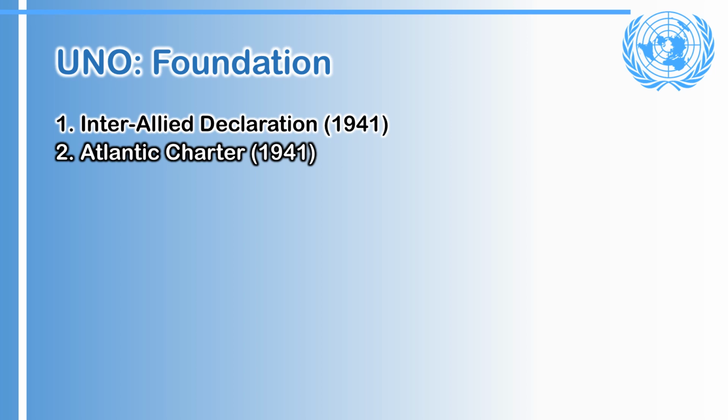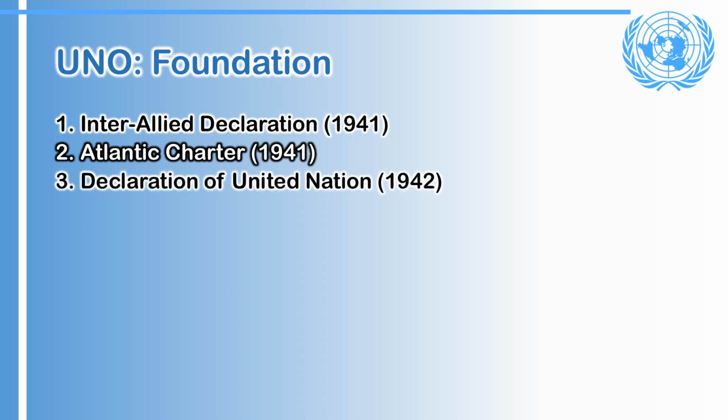A joint declaration issued by Franklin D. Roosevelt, the President of the USA, and Winston Churchill, the Prime Minister of the UK, in the Atlantic Ocean on 14th August 1941 marked the decisive role on the roadmap for the establishment of the UN.